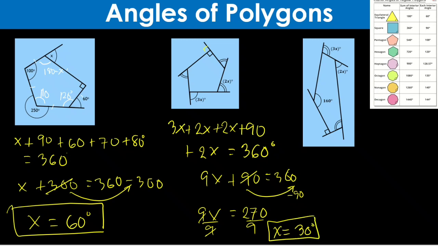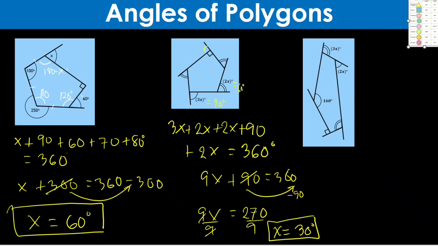Now, if you want to get the angles here, since x is 30 degrees, this one is 60 degrees. And this is 3x, that means this is 90 degrees. Okay, that's it. Now let's move to the next one.